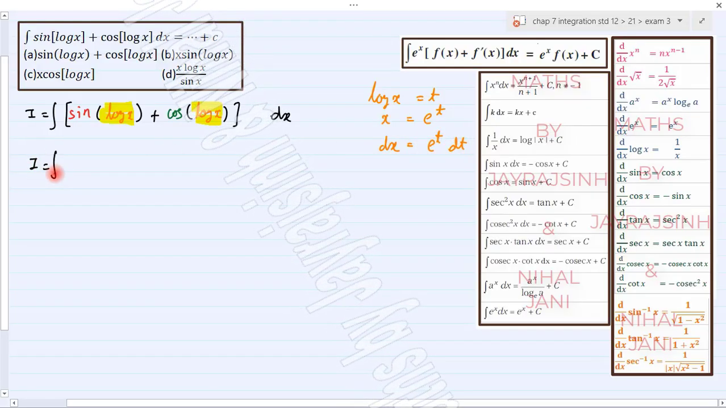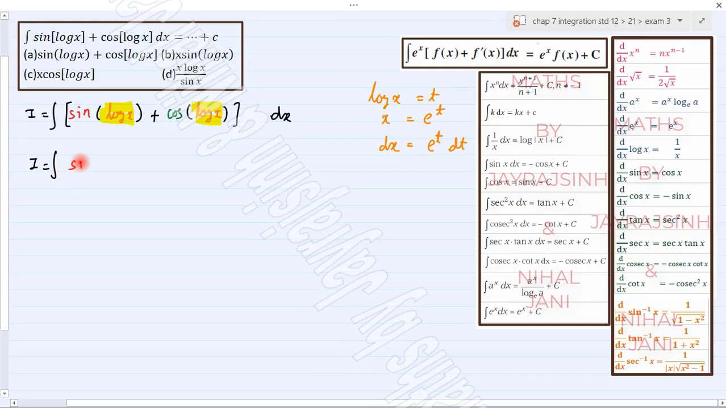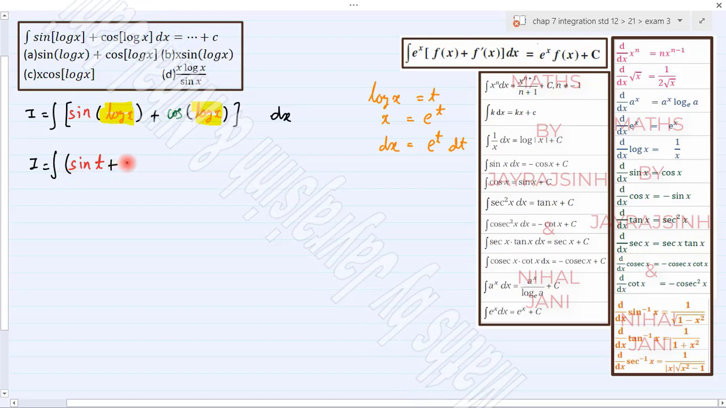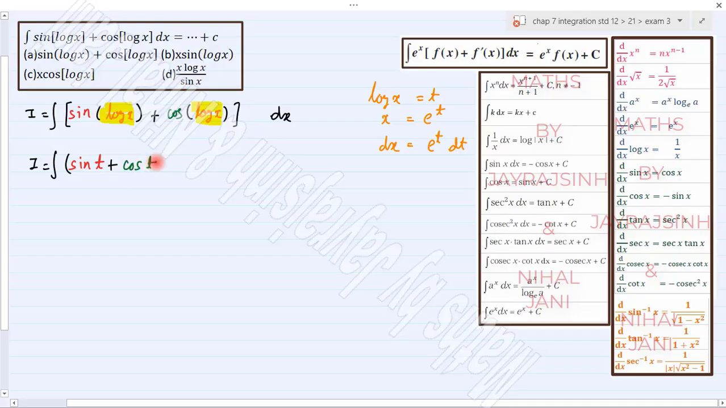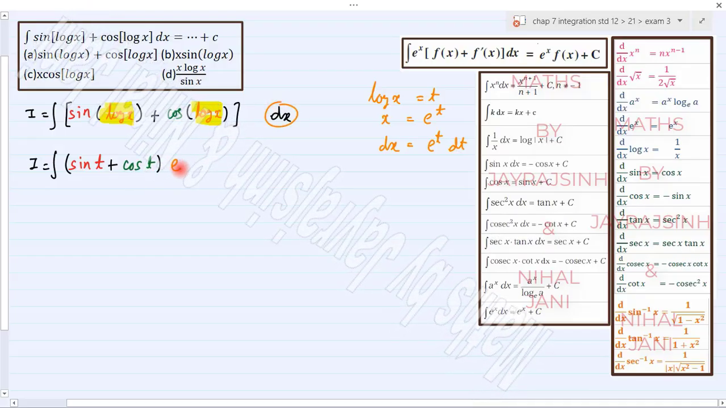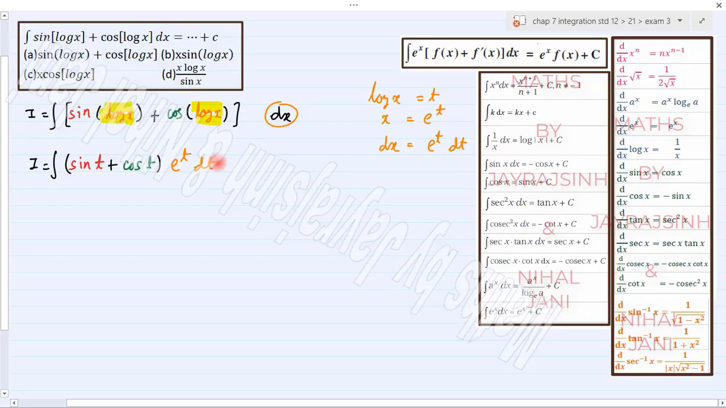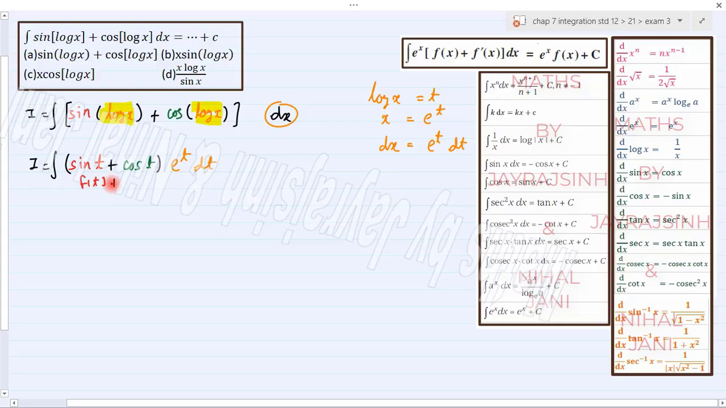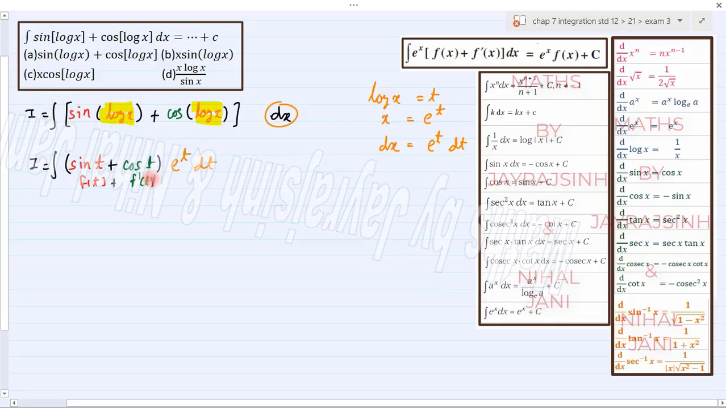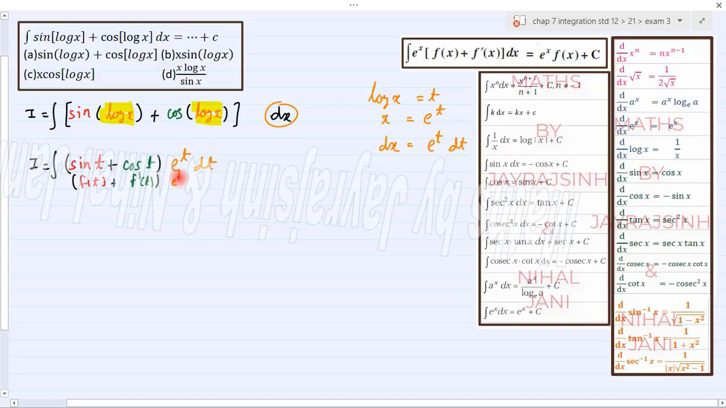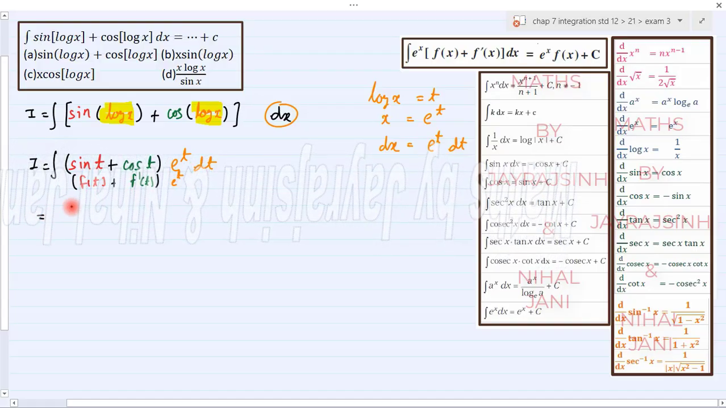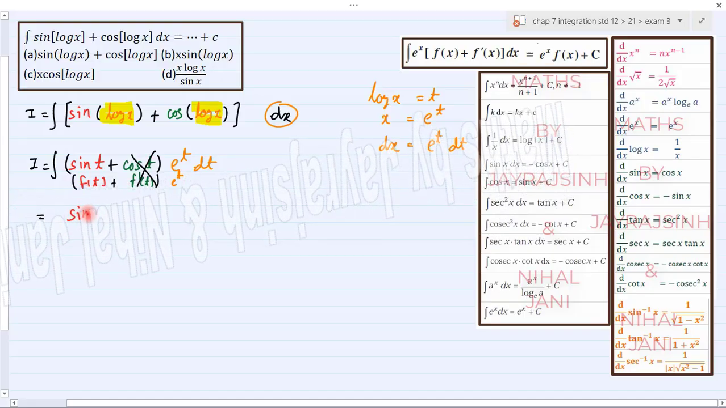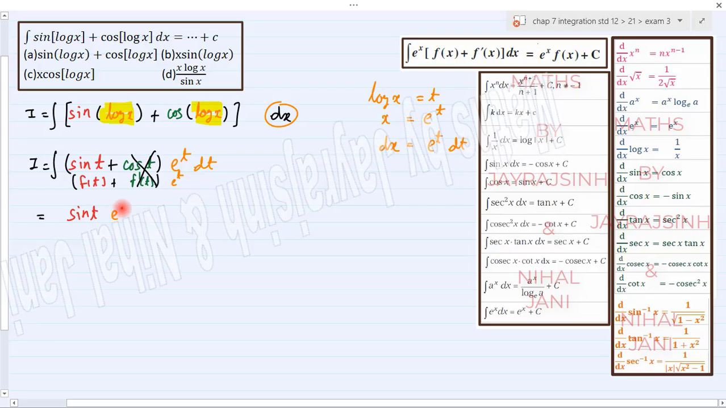So we are ready to modify our integration. This sin log x will become your sin t, plus cos log x will become your cos t. This dx will become e raised to t dot dt. Now here we have f of t plus f dash t within the multiplication of e raised to t. So to integrate this kind of a function, we just have to neglect f dash t. So we will get sin t into e raised to t plus c.